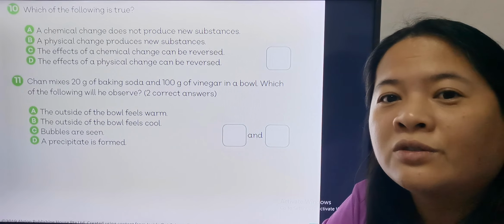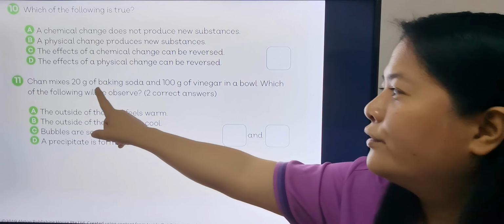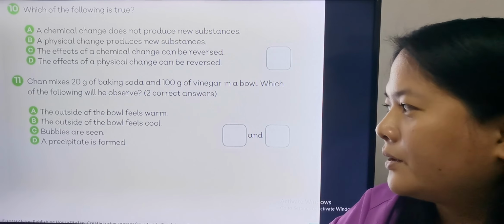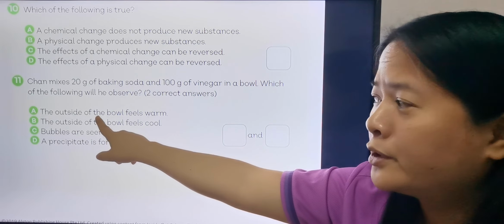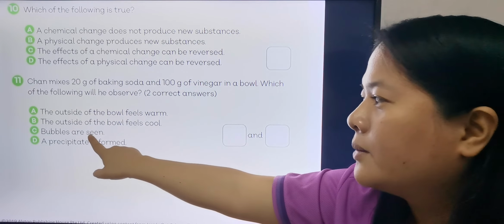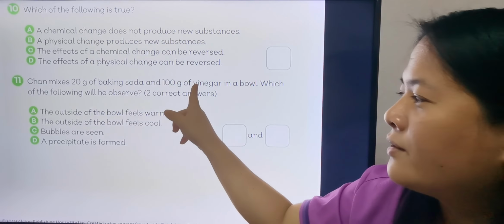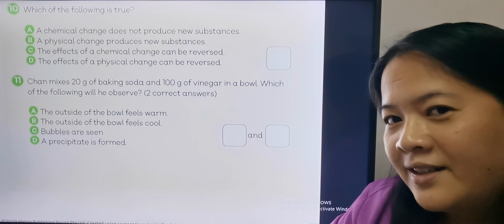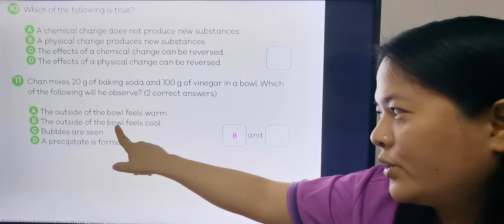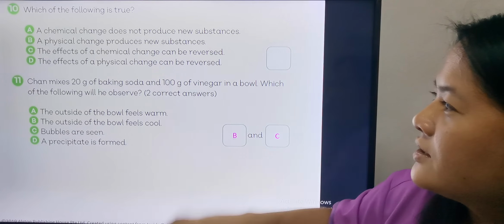And number 11, Chan mixes 20 grams of baking soda and 100 grams of vinegar. Last week teacher Yuri showed you a video about baking soda and vinegar, right? So which of the following will he observe? If you mix baking soda and vinegar, what will happen? Does the outside of the bowl feel warm or cold? And then bubbles are seen, a precipitate is formed. So remember, baking soda and vinegar, what will happen? The outside of the bowl feels cold. And then you form bubbles.